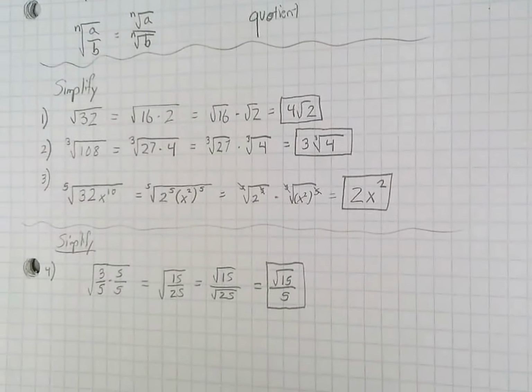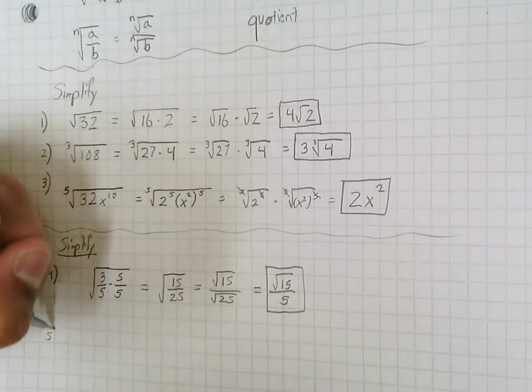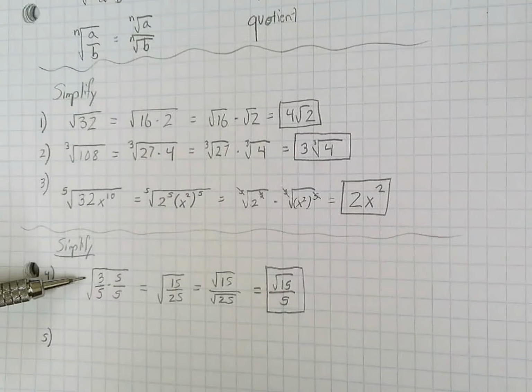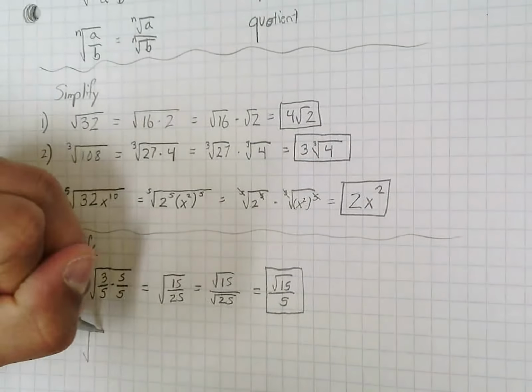Let's now see how we can apply this when the index is no longer 2. Sorry for the video. Seems like it's skipping a little bit, but hopefully my voice is coming through. So let's look at the 4th root of 7/8. Okay, the 4th root of 7/8.